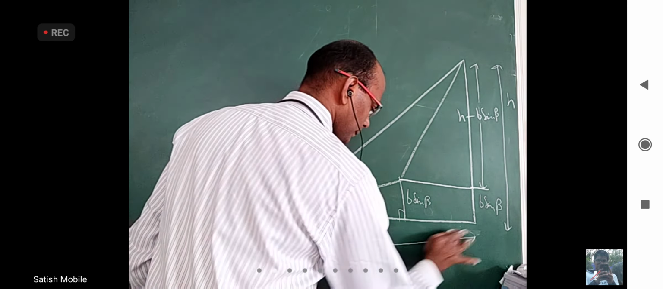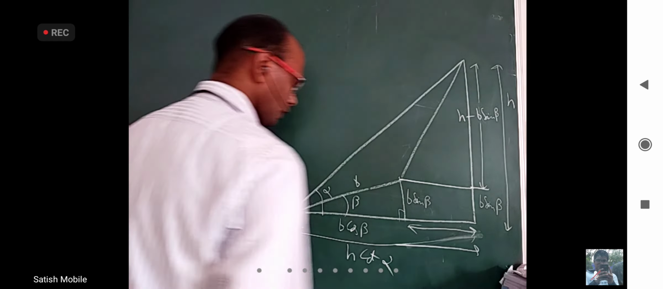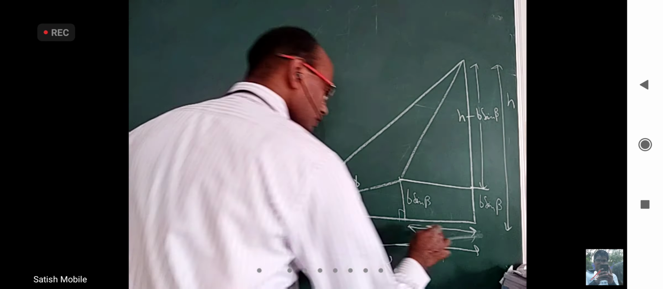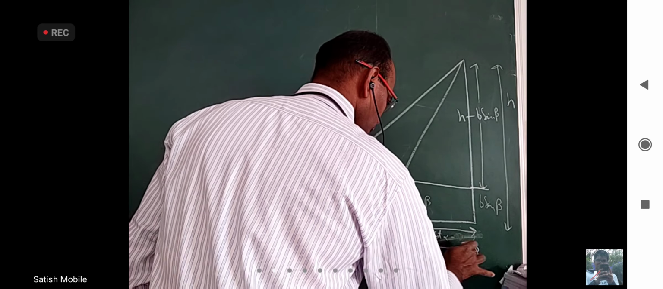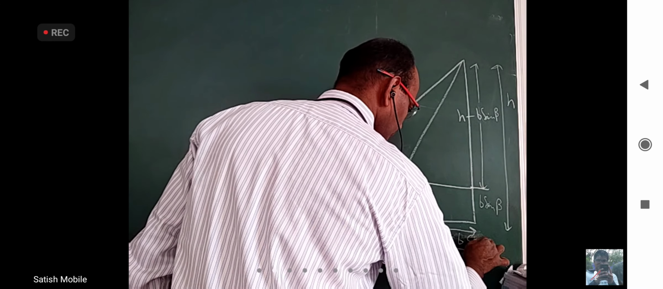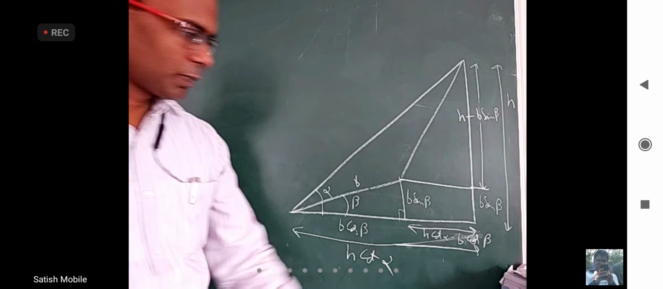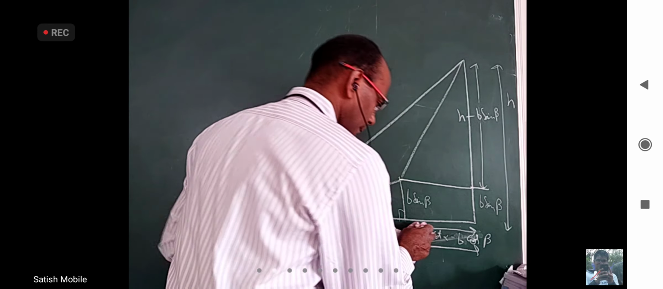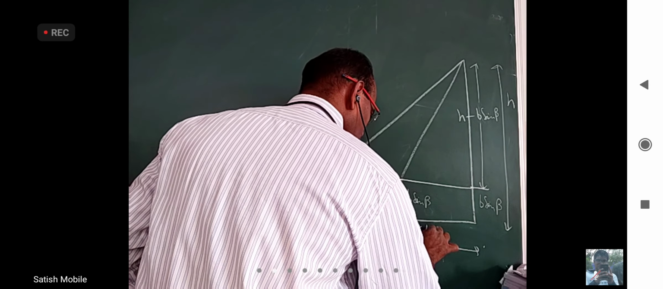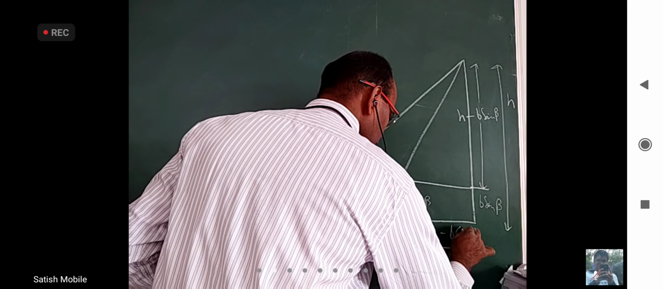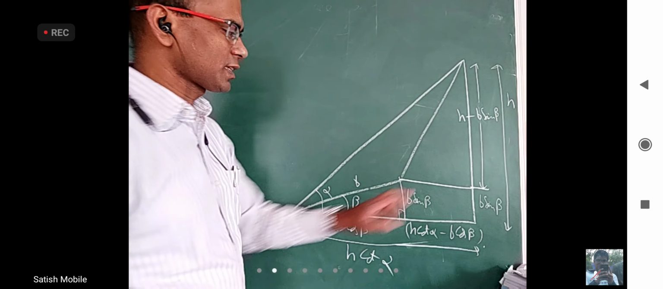Then what is this small thing? From H cot alpha, I have to remove B cos beta. So it is H cot alpha minus B cos beta. That is this length. And these are same now.